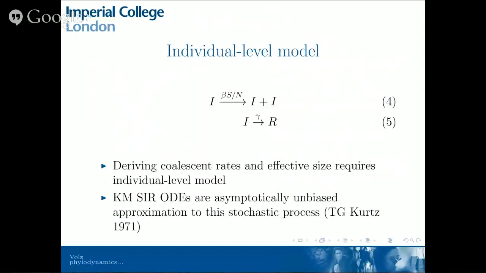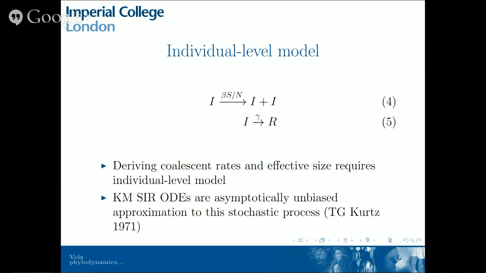So I will actually show you an explicit solution for the effective size for the SIR model. But first I need to get you to think about a slightly different process. So we can't get very far by thinking about differential equations. If we're going to think about population genetics, we have to think about an individual level stochastic process.